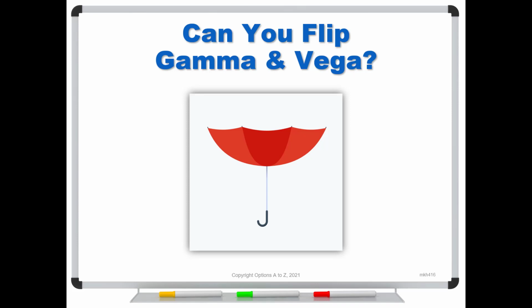Well, a good question for the group. I like to pose these every once in a while, make people think and understand more of the intricate properties of options. And so for today, can you flip Gamma and Vega?